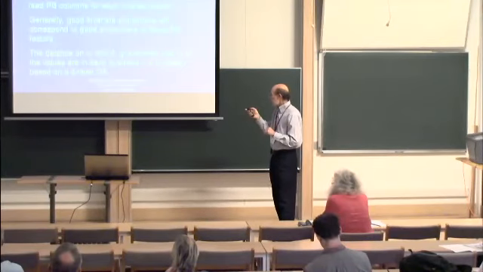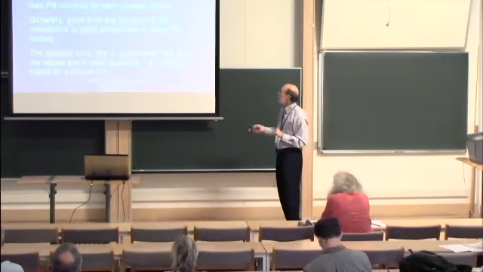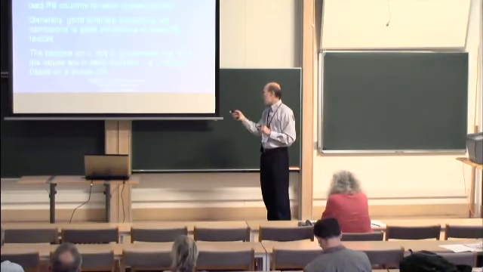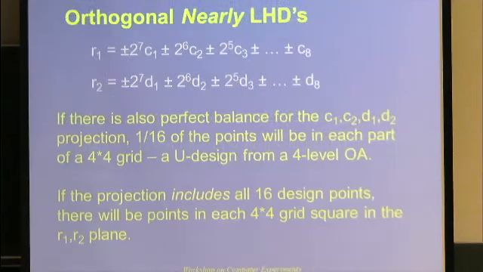The balance on C1 and D1 again guarantees that if you look at each quadrant in the 2x2 two-factor projection, you've got a quarter of the points. So you have what Bouchitté labeled the U design based on a 2-level orthogonal array. So we have some good properties already. If there's perfect balance in that 4-factor projection, 1/16 of the points are going to be in each of the squares in a 4x4 grid. But Plackett-Burman designs don't tend to have projections that look like that.